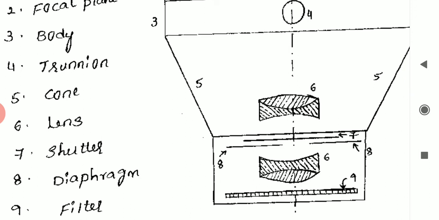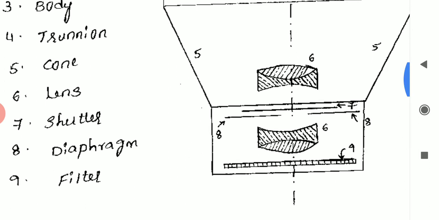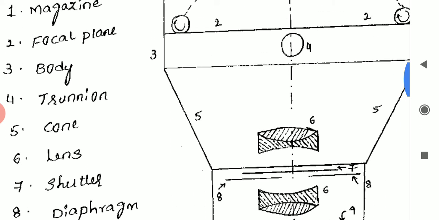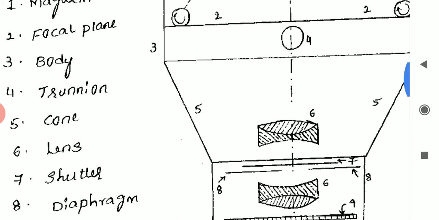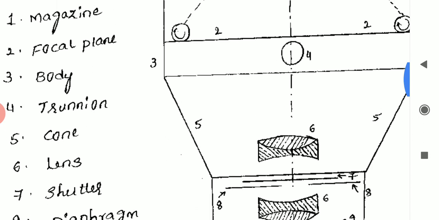Okay, and the focal plane. Focal plane is the second one. See, in the focal plane, the collimation marks are provided at the upper surface of the cone. The focal plane is provided exactly above the collimation marks. So this will happen in the focal plane. And the camera body, where is the camera body? Third one. See here, the camera body.